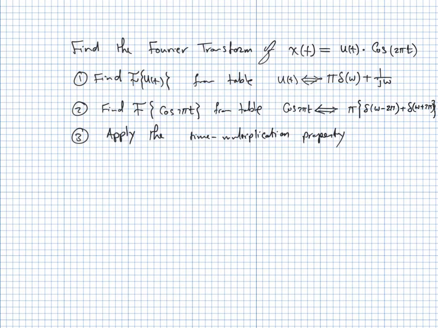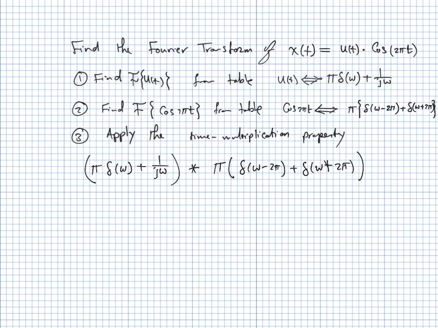Okay. And now what remains is to do the convolution. So you have to do the convolution of pi delta of omega plus 1 over j omega, right? This whole thing is convolved, convolution, not multiplied, convolved with pi multiplied by delta of omega minus 2 pi plus delta of omega plus 2 pi. Okay. We'll see why this does not really need the integration. Now, what do we need to do?